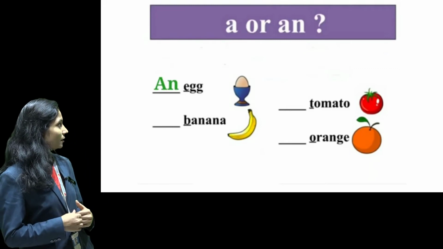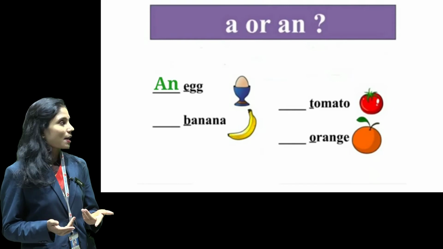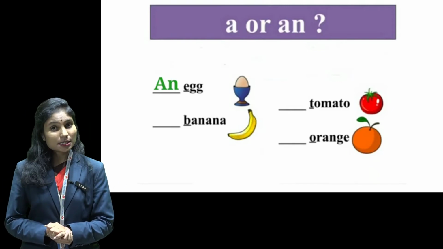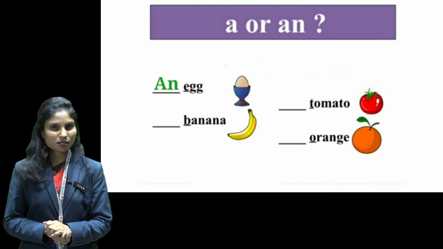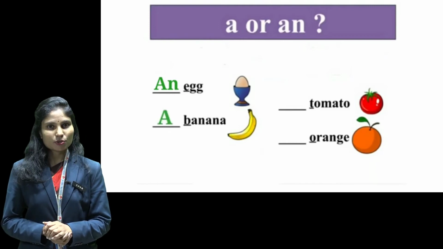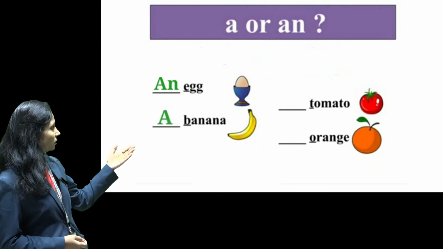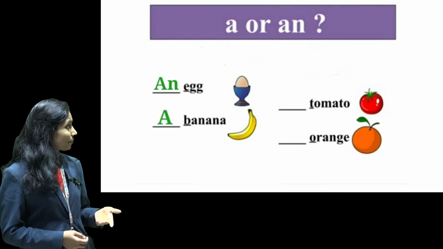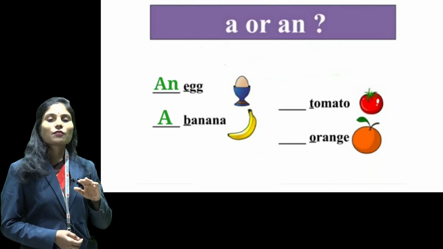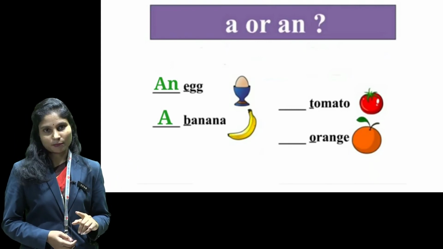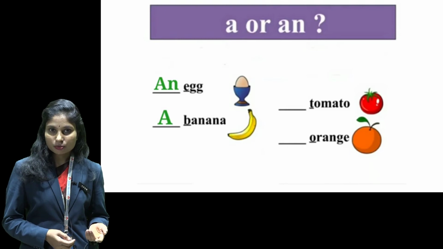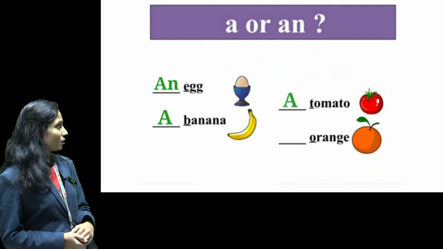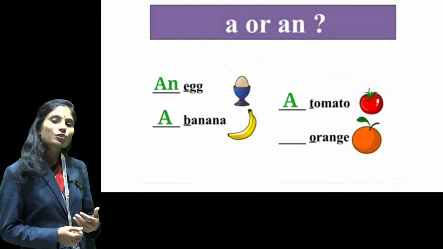An egg. The next example is banana. The first letter of banana is B, which is a consonant sound. So here we will use article a: a banana. The next example is tomato. The first letter of tomato is T, which is a consonant sound. So here also we will use article a: a tomato.